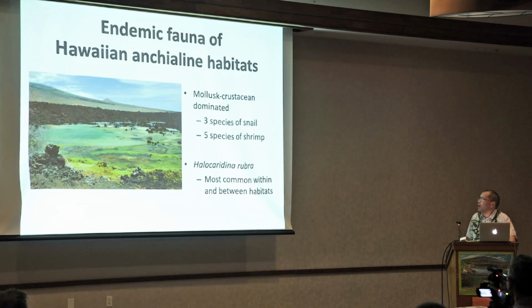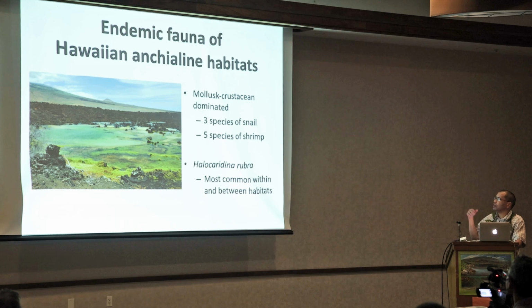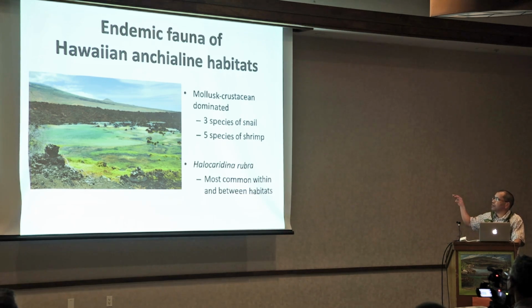Now, when you look at the Hawaiian anchialine habitats in general across the islands, there is typically a molluscan, crustacean-dominated fauna found in these types of habitats. So anywhere from about three or so species of snails up to about five or six species of different shrimp occur in these habitats, not only on Oahu, but then Maui and the Big Island. Of these different habitats across the islands and across the different habitats on an island, the most common species that you do find is what we call Halocaridina rubra.